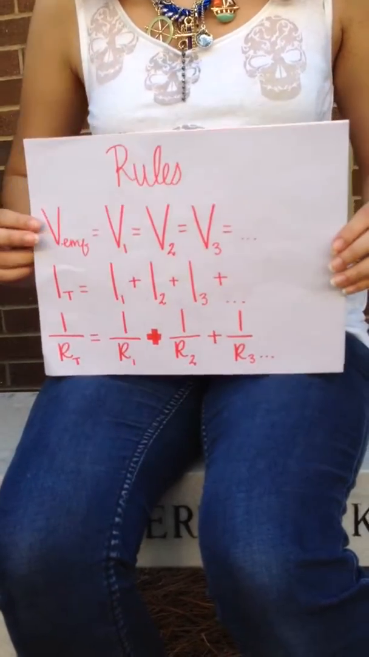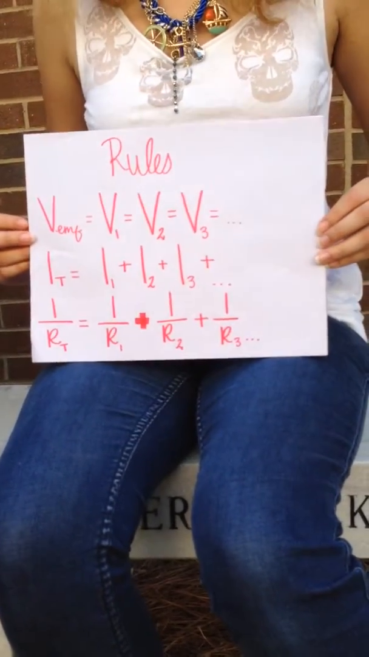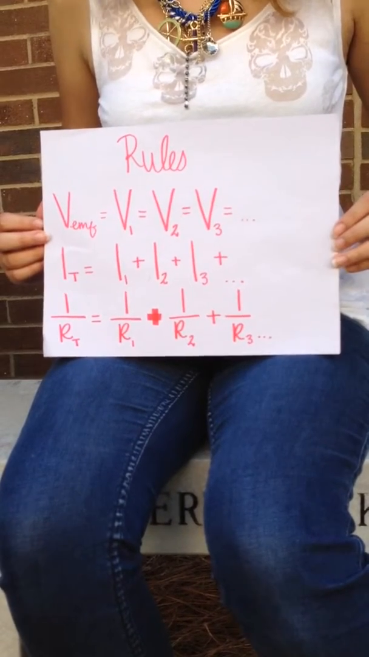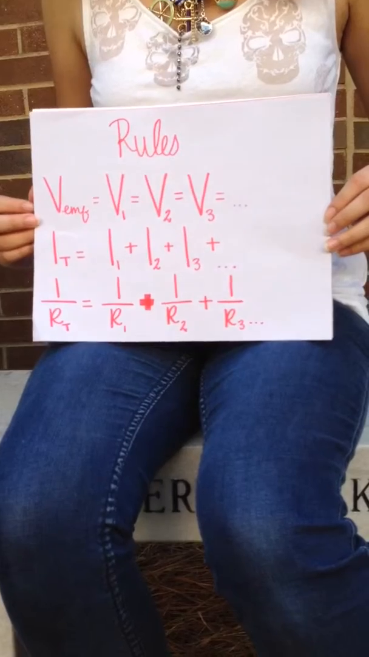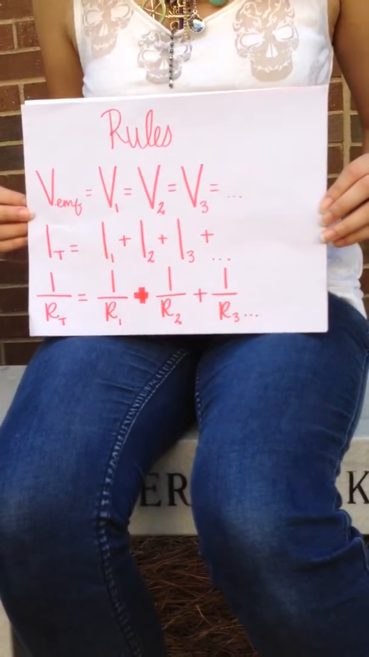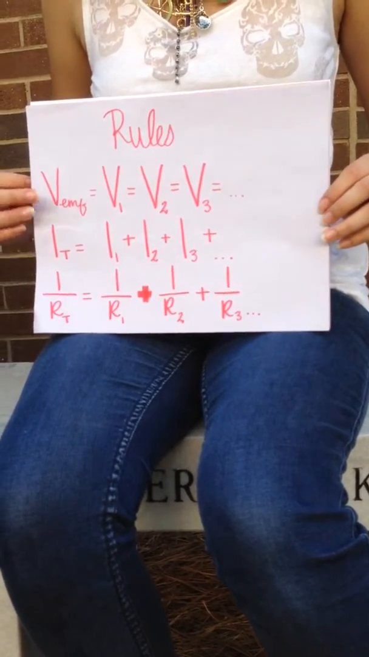More background knowledge that you may need to know is that the total voltage in a parallel circuit is constant throughout the whole problem. The total current is the sum of all the currents in the problem. The total resistance is the inverse of the sum of all the inverses of the resistors.